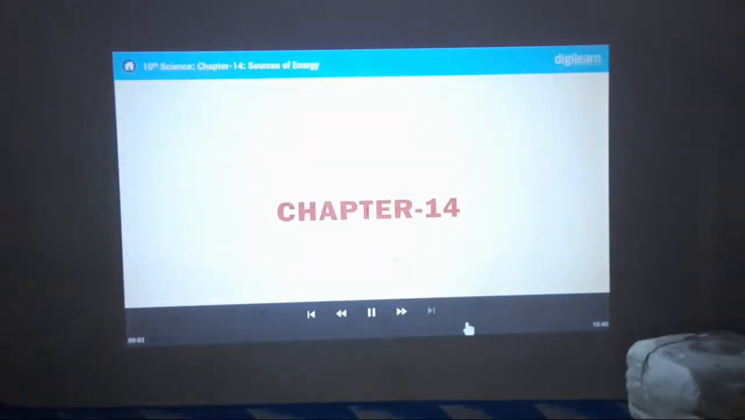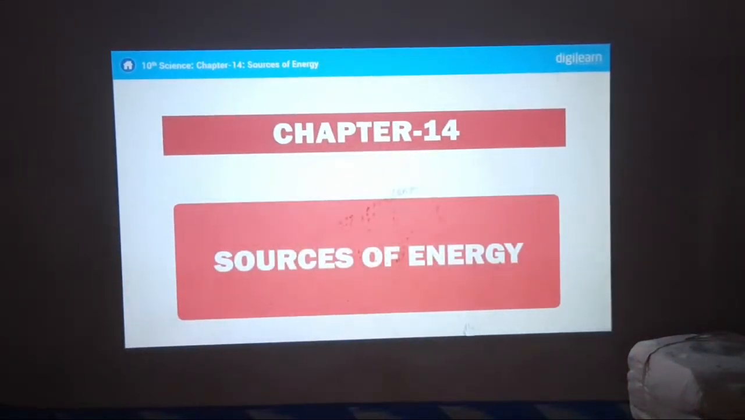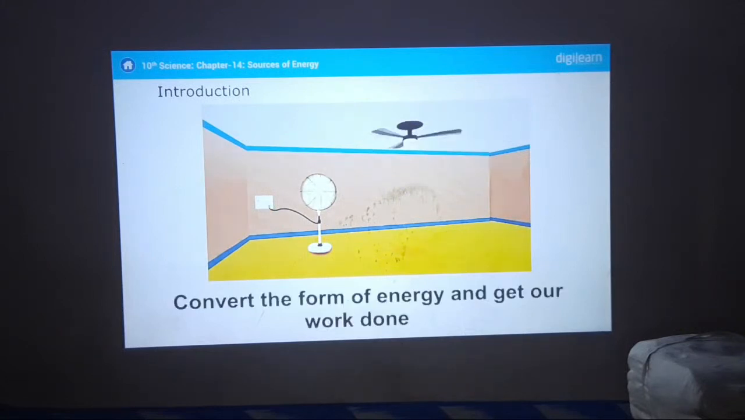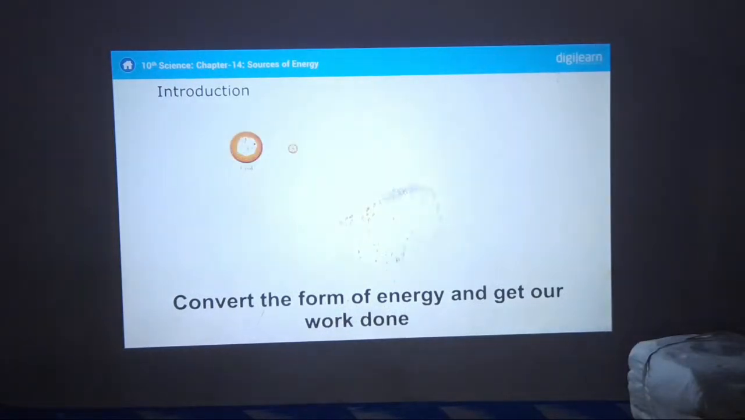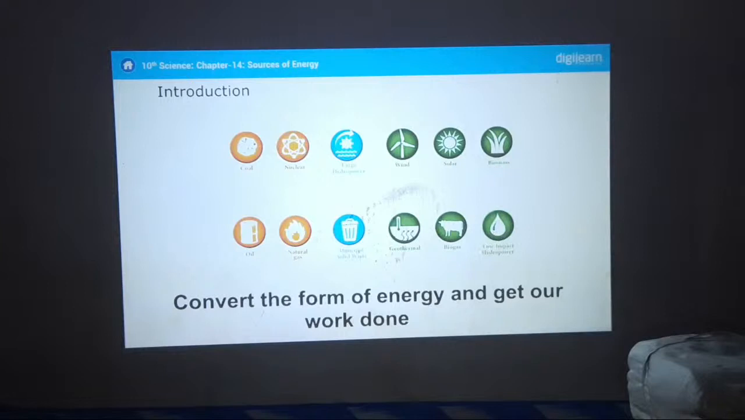Sources of energy. Chapter 14, Sources of Energy. Introduction. When we use energy in its usable form, we convert the form of energy and get our work done during the process. Since we cannot reverse the change involved in this process, we cannot get back the original usable form of energy. Due to this, it becomes important to think about energy shortage and the related energy crisis.